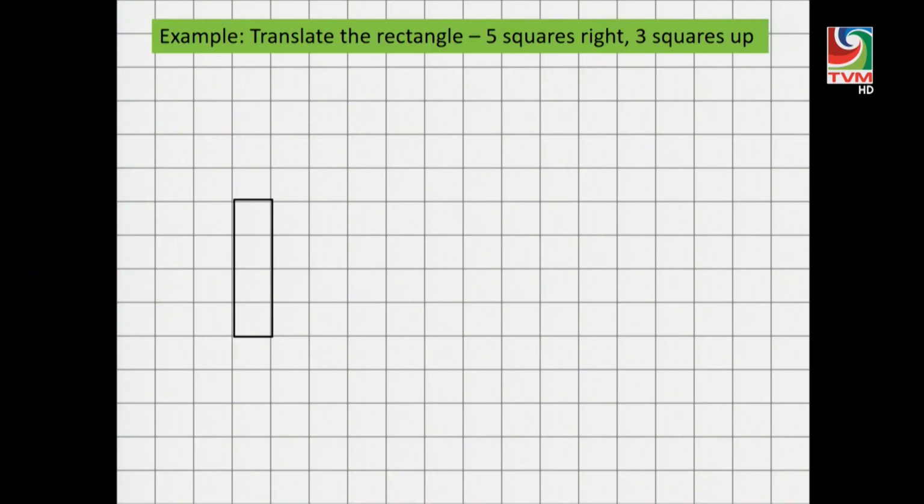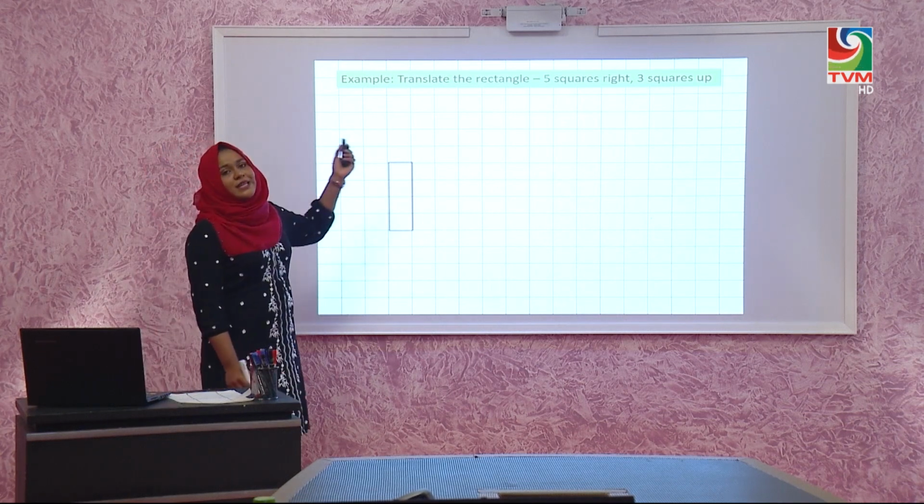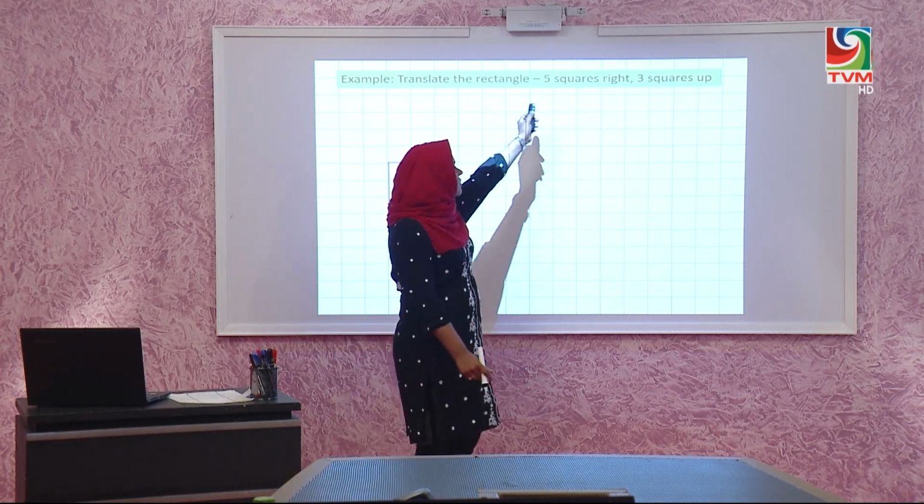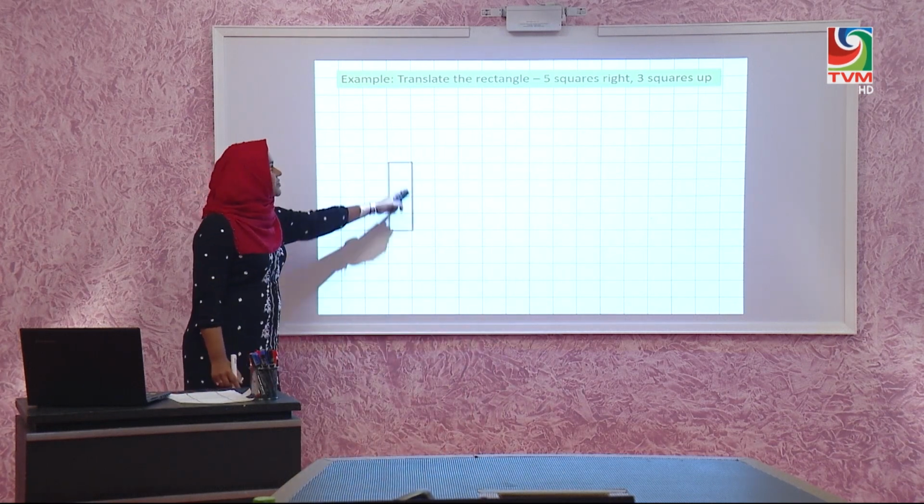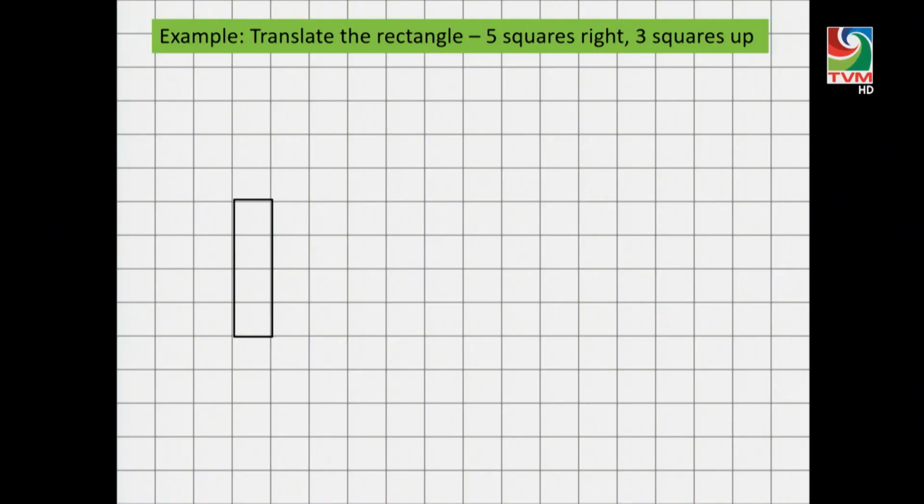Now we are going to discuss how to draw a translation. Here is the first example. It says translate the rectangle 5 squares right, 3 squares up. We have discussed that translation is the movement where the object slides. The information on how to move the object will be given in the question. Here the movement is we have to move this shape 5 squares right, 3 squares up. That is our translation.